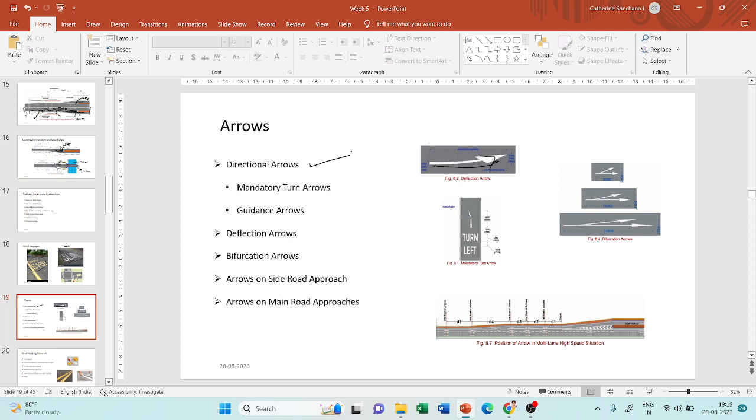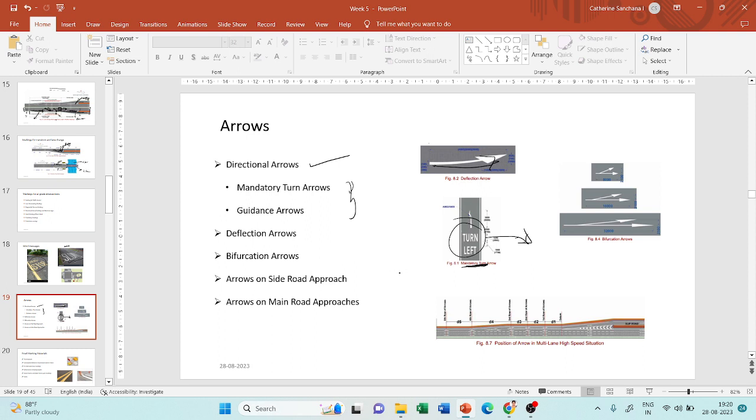In directional arrows, there are two more categories: mandatory turn arrows and guidance arrows. Mandatory turn arrows are what you should definitely follow. It is mandatory to be followed, like turn left or turn right or ahead only. You should not make a turn, is what it tells you. This is also a mandatory turn arrow, and it comes with a word message to enforce it properly.